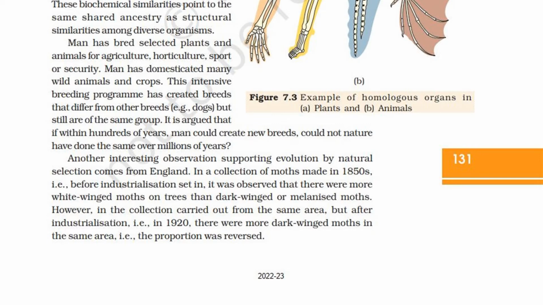In a collection of moths made in the 1850s, that is, before industrialization set in, it was observed that there were more white-winged moths on trees than dark-winged or melanized moths. However, in the collection carried out from the same area, but after industrialization, that is, in 1920, there were more dark-winged moths in the same area, that is, the proportion was reversed.